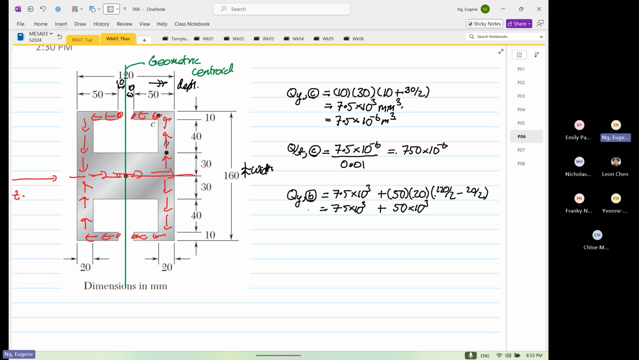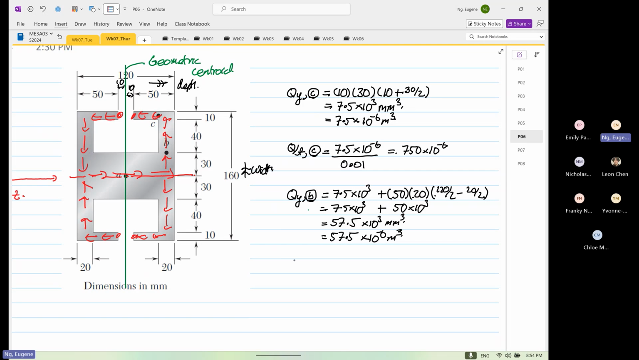Okay, so let me do it again. 50 power 3 is equal to 57.5 times 10 to the power 3 millimeter cube. Okay. So this will be equal to 57.5 times 10 to the power minus 6 meter cube.